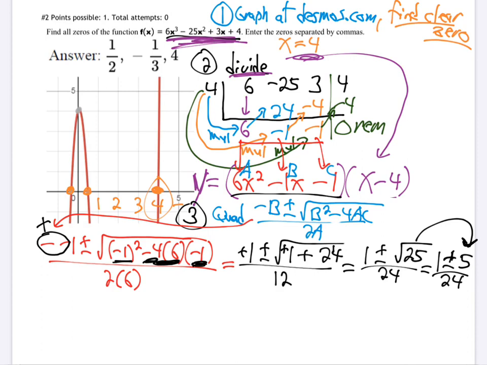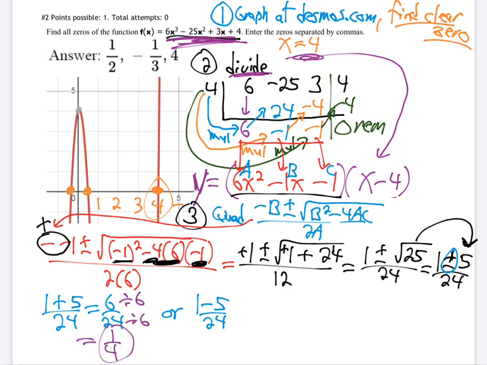Okay, so we have two options then. We have 1 plus 5 over 24, or 1 minus 5 over 24, right? Doing the plus and the minus options. So this is 6 over 24. Reduce that. Divide by 6 top and bottom. That's 1/4. That's our second answer. And then now for the other one. This is negative 4 over 24. Reduce it. So divide by 4 top and bottom. That's negative 1.